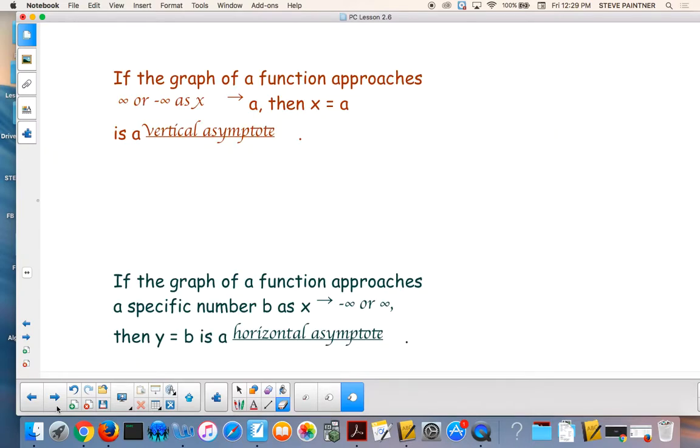Now this is kind of weird because this is talking about the definition of a vertical asymptote and a horizontal asymptote. I have a feeling there was a picture there. There is. Why is mine not showing?